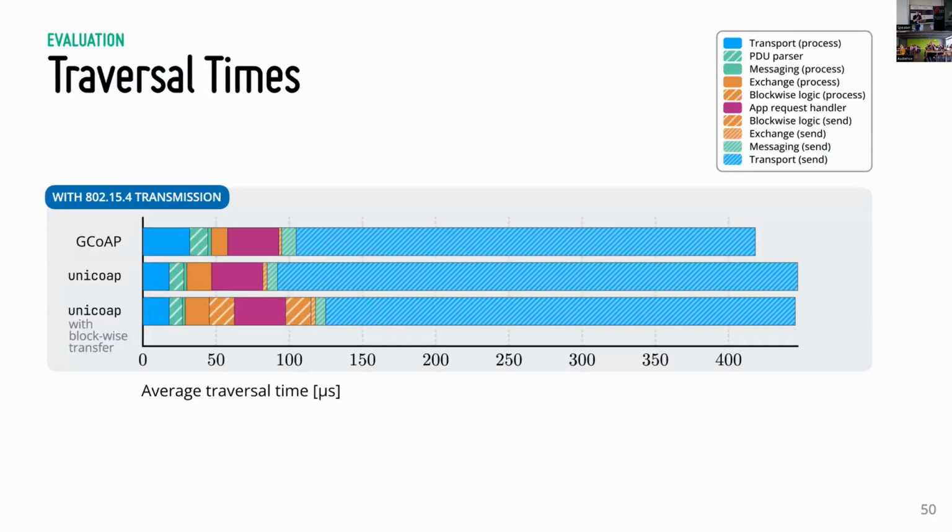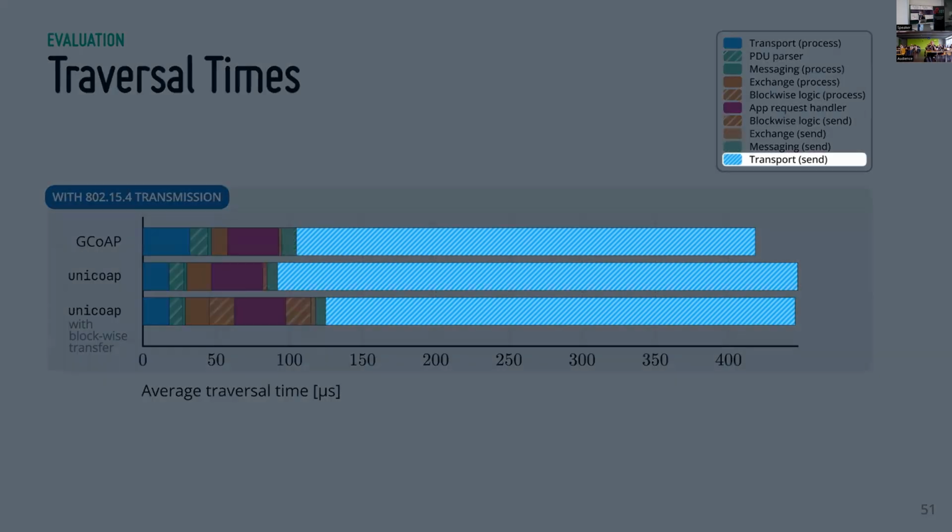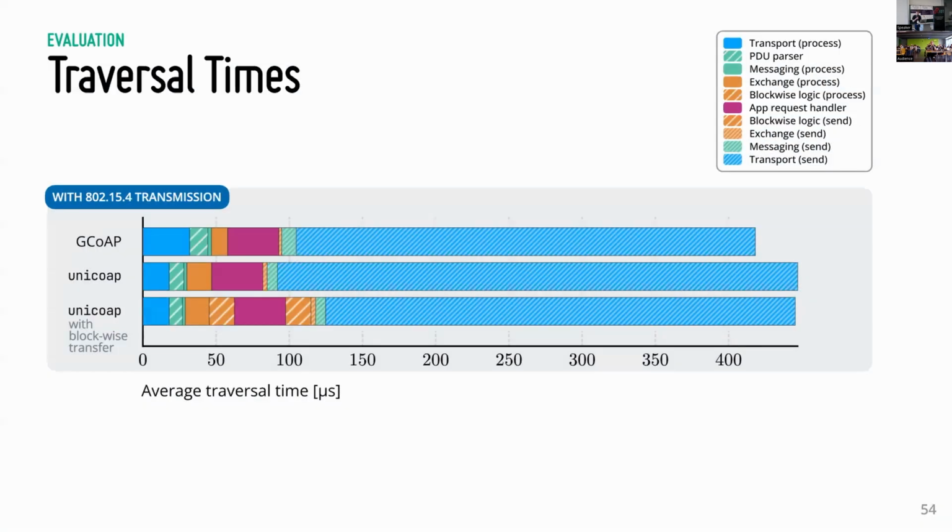As the last thing, I want to look at traversal times. We measure the time it takes for a message to go from the bottom of the stack to the top and then back down when the application has responded. Times for unicoap and gcoap are actually quite similar. The largest influence is the messaging implementation itself, which you can see here. The other parts of the stack aren't really that relevant compared to the time required to send the message.